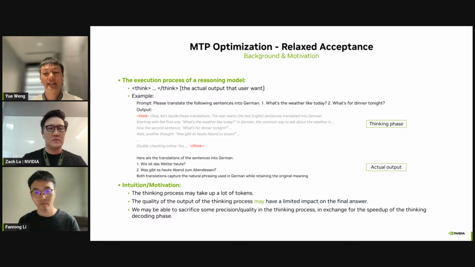From this example, we can see that the thinking phase may occupy a lot of output tokens. We intuitively believe that these output tokens are auxiliary to the final output, and the quality of this part may have limited impact on the final output result. So can we speed up the thinking phase without hurting the quality or the accuracy? This is exactly the motivation for us to propose relaxed acceptance, a relaxed way to accept the draft tokens.